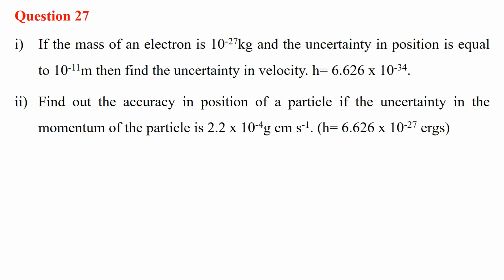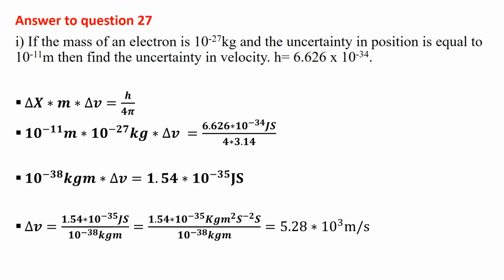Then the next question, question 27, is saying: if the mass of an electron is 10 power negative 26.7 kilogram and the uncertainty in position is equal to 10 power negative 11 meter, then find the uncertainty in velocity. The second sub-question asks: find out the accuracy in position of a particle if the uncertainty in the momentum of the particle is this one.